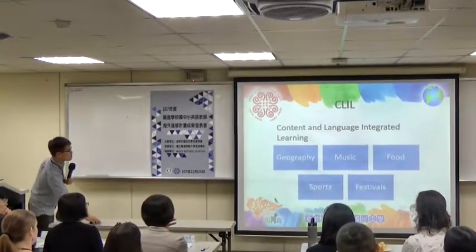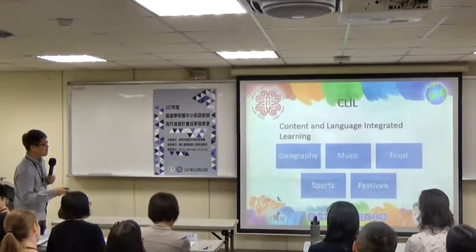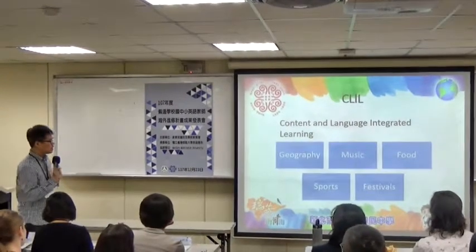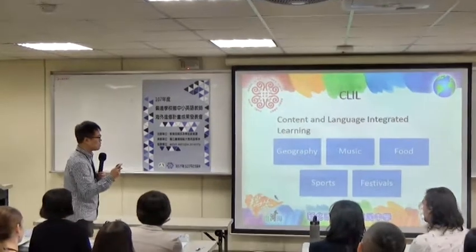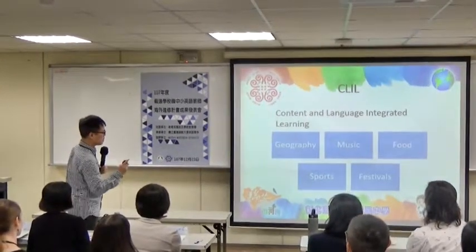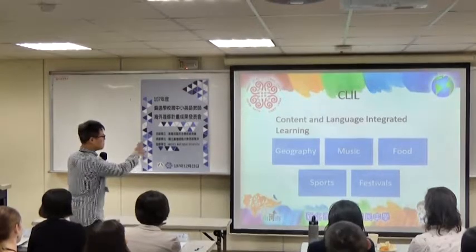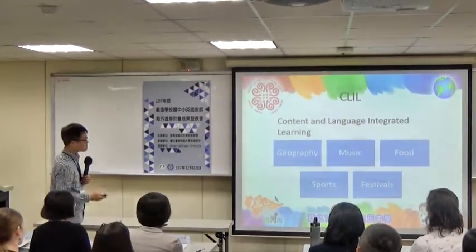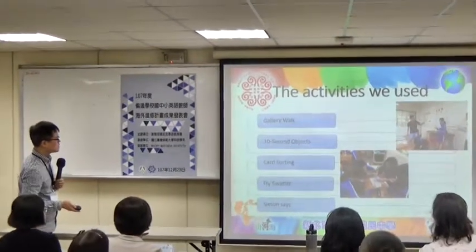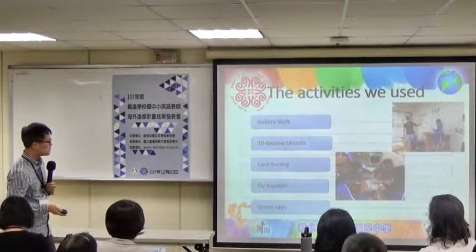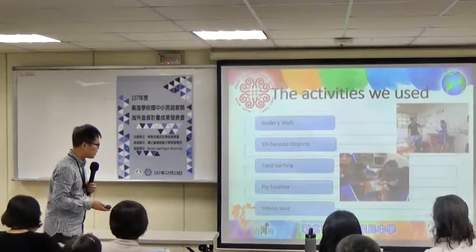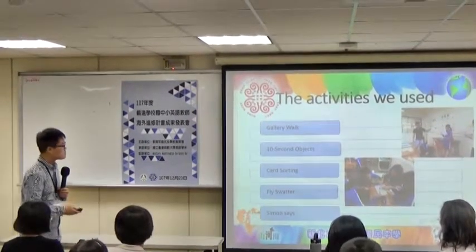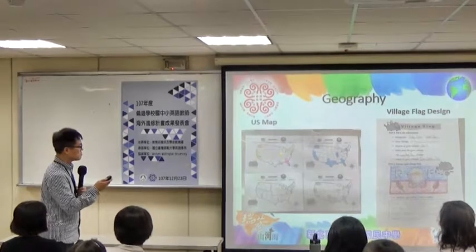Okay, so we use CLIL, which means content and language integrated learning. We teach these subjects in English, so we divide our lesson into 5 topics: geography, music, food, sports, and festivals. So I use gallery work, mystery objects, card sorting, flyswatter, and Simon Says in my class lessons. So this is the geography lesson.